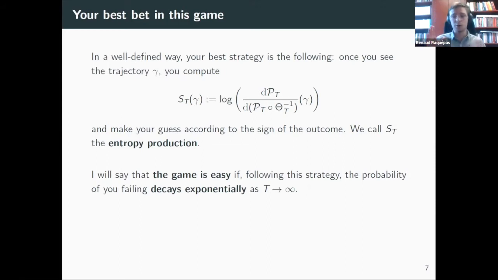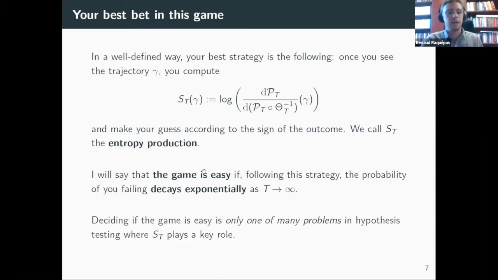Whereas in the second situation with the water tank, if I give you access to a very short movie, then it's hard to tell a statistical fluke from a clear convection current. But as you get access to longer and longer movies, you become more and more confident about your prediction. Now, looking at the laws of physics, the equations of motion, and asking whether that game will be easy or not is only one question among many about the hypothesis testing of the arrow of time. That's what it's called, because you're trying to guess which way time goes. And deciding if the game is easy is only one question in which this quantity that I introduced, entropy production, is very important.